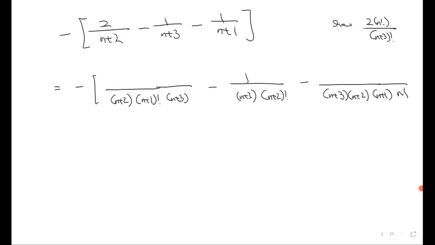So what are the new things we had to multiply by? Well, we had to multiply by n plus 3 and an n plus 1 factorial. We had to multiply by n plus 2 factorial. And we had to multiply by an n factorial, an n plus 2 and an n plus 3. Originally, that was a 1, that was a 1, and that was a 2.